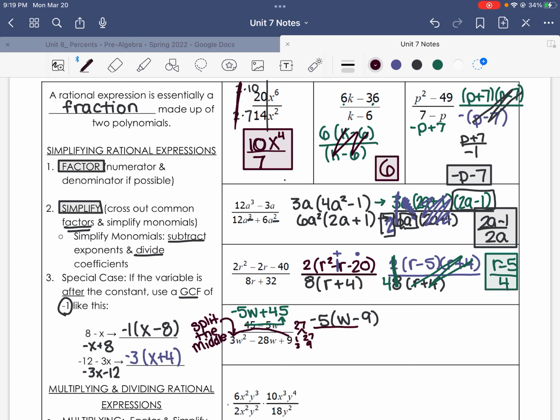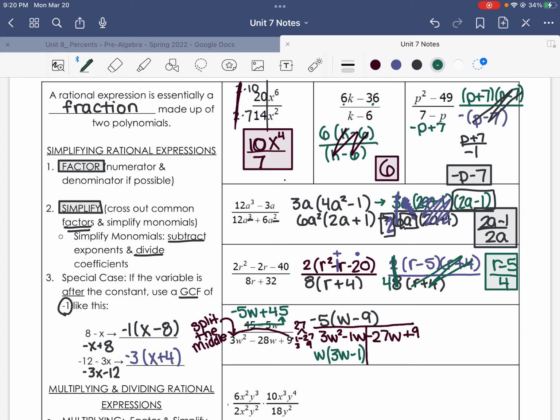So what we're going to do is come over here and write the 3w squared and the plus 9. And in the middle, instead of negative 28w, we're going to write negative 1w minus 27w. Because negative 1 and negative 27 multiply to 27 and add to negative 28 in the middle. And then you split it down the middle like this. I can divide the first two by w. Nothing goes into 3 and 1. That leaves me with 3w minus 1.